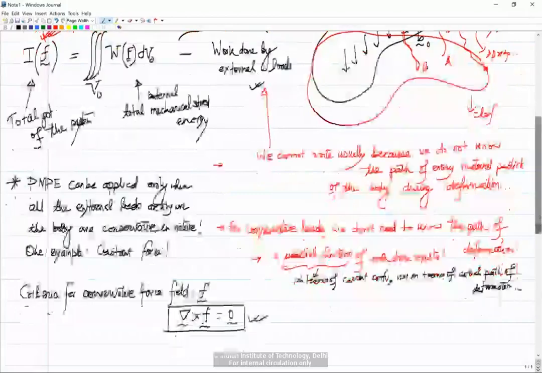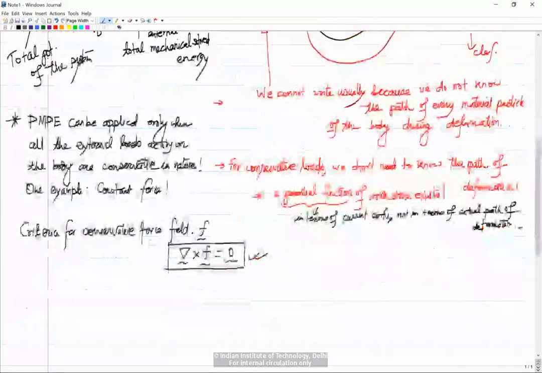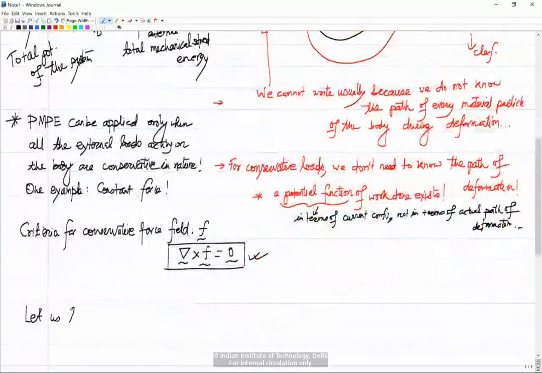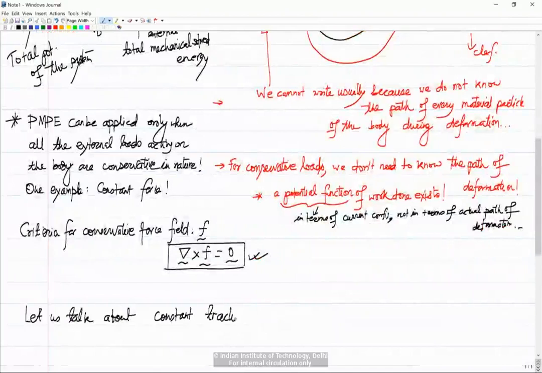Okay, so anyway, so with this in mind, let us restrict ourselves. Let us talk about constant forces. Let us talk about, but understand that we can do it also for conservative forces in general. So let us talk about constant traction T naught. So it is just a function of big X, but not a function of small f. It does not depend on the configuration of the body.